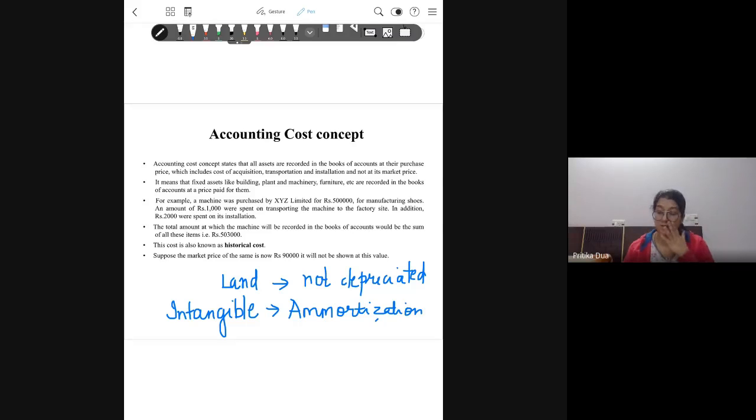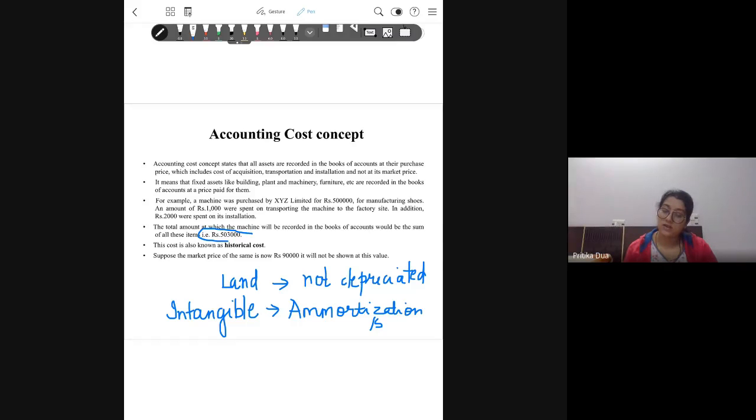So an easy, very simple example is given. A machine was purchased by XYZ Limited for 5 lakh for manufacturing shoes. Now an amount of 1000 was spent on transporting the machine to the factory site and 2000 was spent on installation. Now, collectively, the historical cost which will be shown in the books of accounts will be 5 lakh 3000.